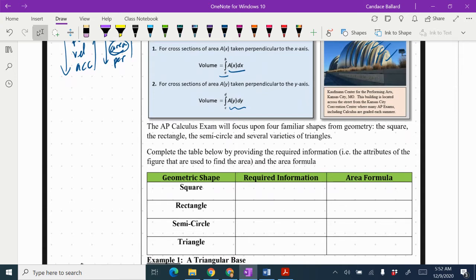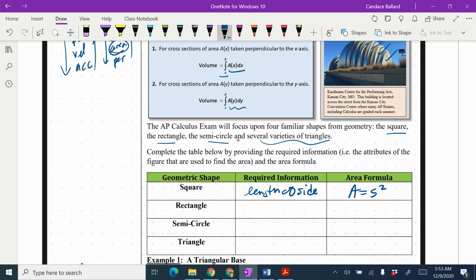So the calculus exam is going to focus on four main shapes: a square, a rectangle, a semicircle, and maybe several varieties of triangles. We're going to complete the table below to provide the required information, for example, the attributes of the figure that are used to find the area and the area formula. For a square, you basically need the length of the side. So our area formula would be side squared.